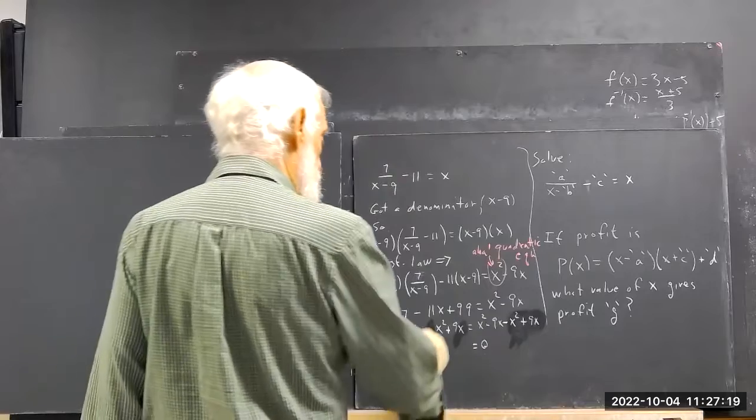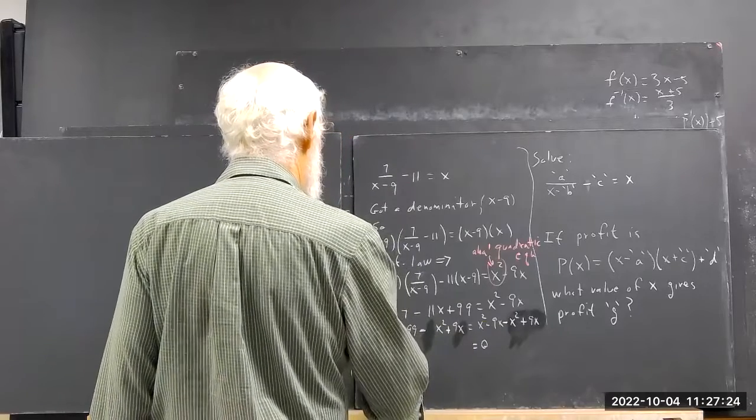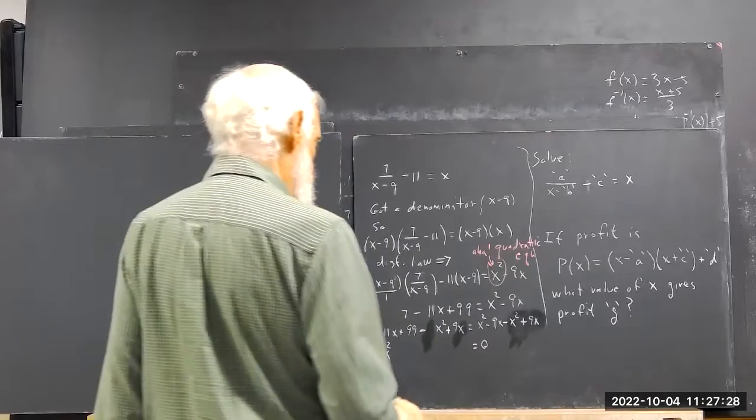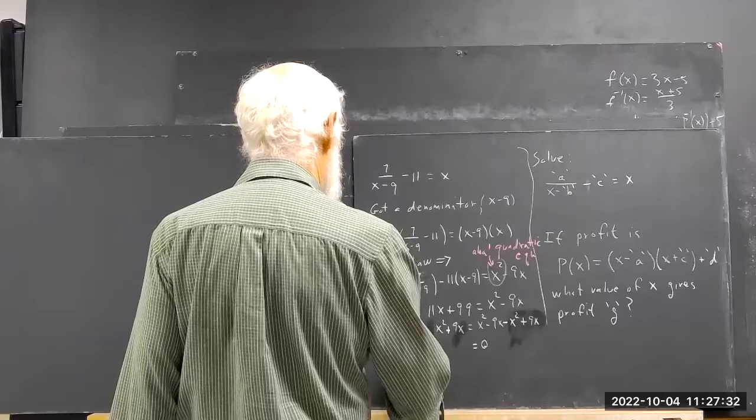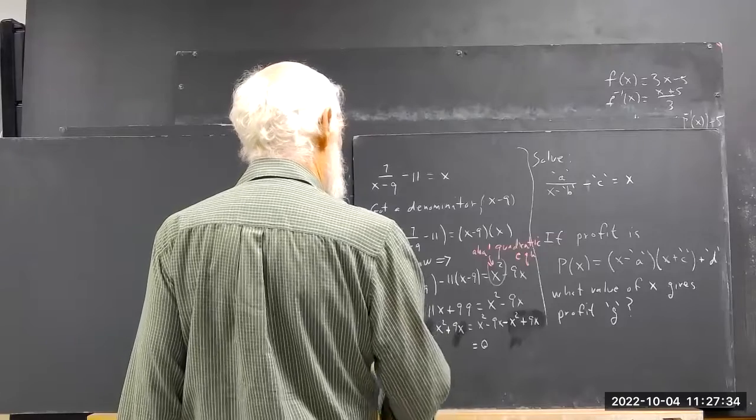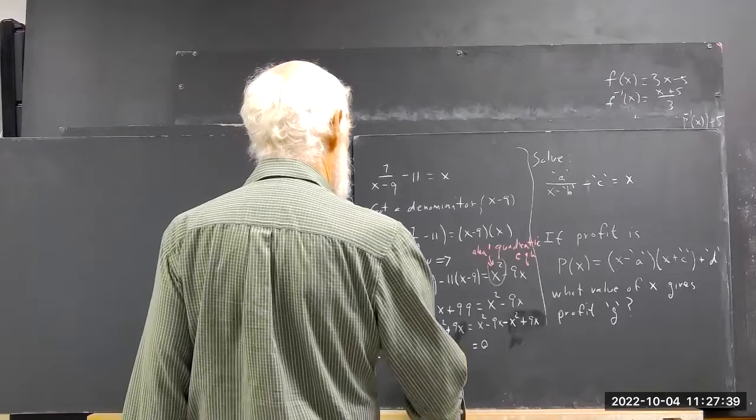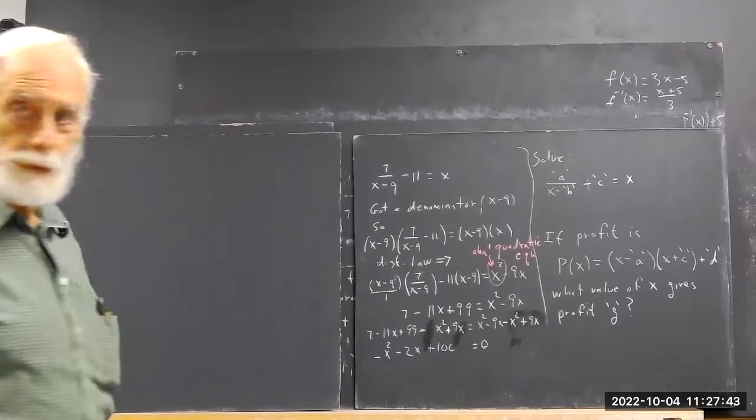And what do we have over here? Well, we got a minus x squared. And then what else do we have? We have a minus 11x and a plus 9x. Well, that's a minus 2x. And then we have 7 and 99 is 106. Okay.